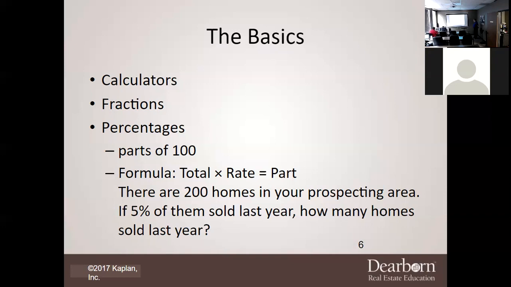Oh, 10. So in that situation, you did it a little quicker, but what they're showing you here is you got your total times your rate equals your part. So take 200 times 0.05. Again, it's going to spit out the same thing that you said. But the key thing is questions like this one down here at the bottom. This is what your test is going to be like.